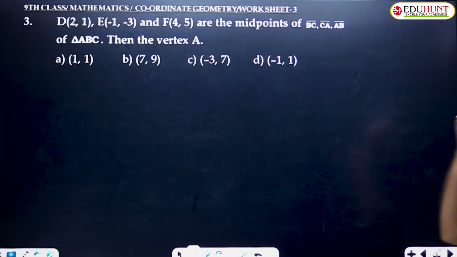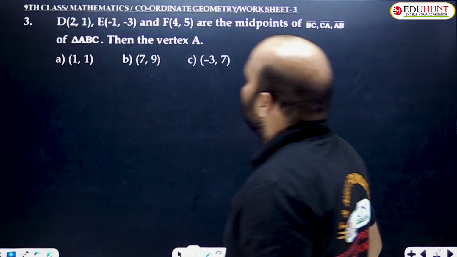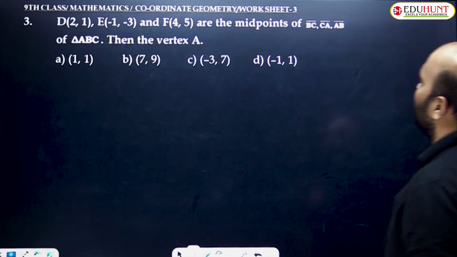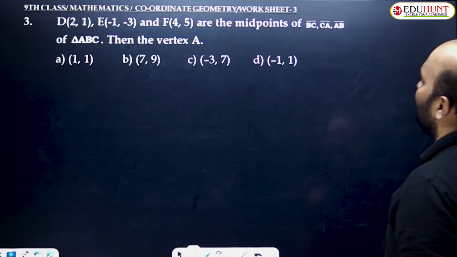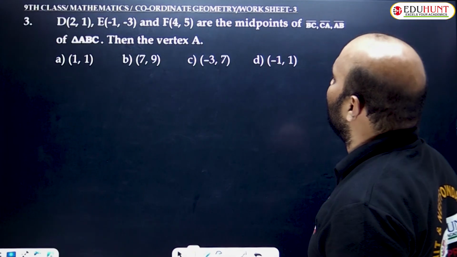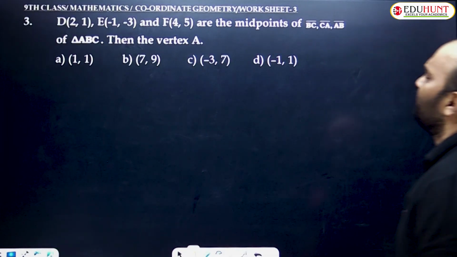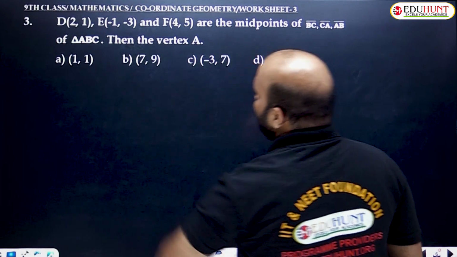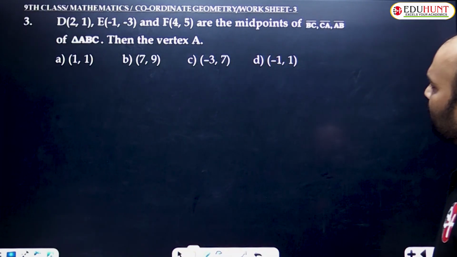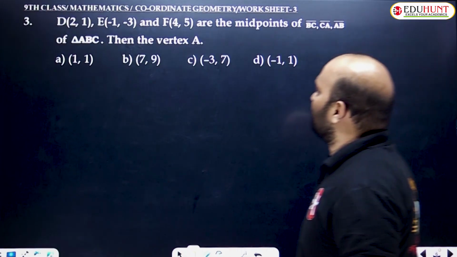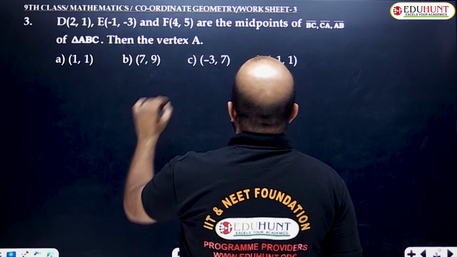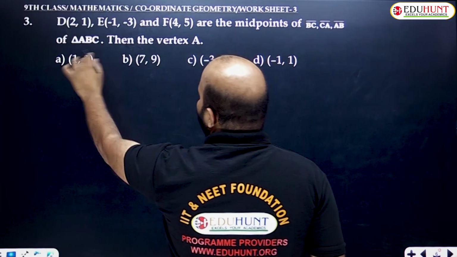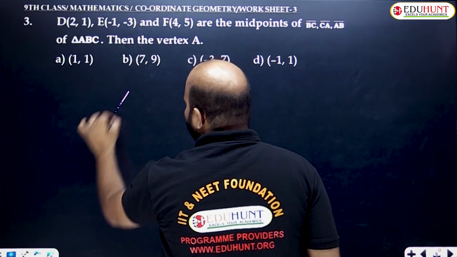Am I clear? So let's go to question number 3. D(2, 1), E(-1, -3) and F(4, 5) are the midpoints of BC, CA, AB of triangle ABC. Then what is vertex A? That is the question I am asking. The options given are: option A (1, 1), option B (7, 9), option C (-3, 7), option D (-1, 1). So clearly we need to understand that D, E, F are midpoints of BC, CA and AB of triangle ABC. So let us draw the triangle.